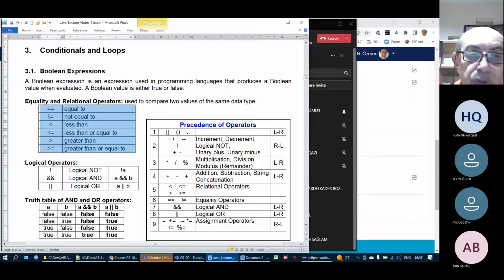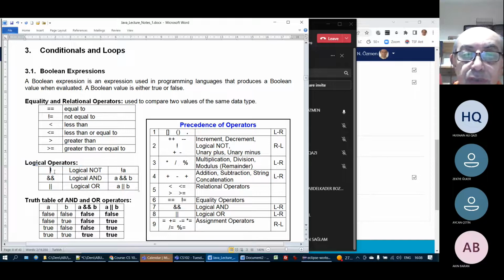We can also use logical operators: the not operator, and operator, and or operator. Be careful in Java. In order to use the AND operator, we don't use the word AND, we use double ampersand sign. And for the OR operator, we use double vertical bar sign. We don't use the word OR. We must use this double vertical sign for the OR operator.